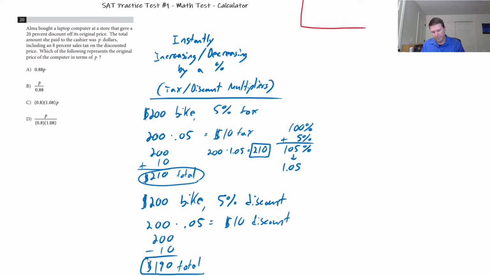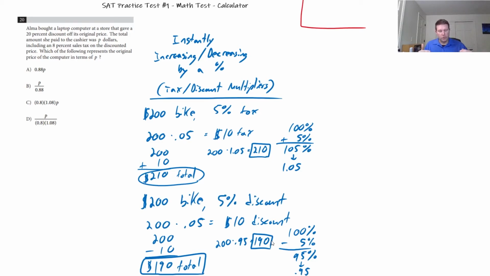But again, for problems like 20, you're going to need to know the shortcut, which is go over here at 100%. Because it's a discount this time, you're going to be paying less than 100% of the cost of the bike, right? So you subtract 5%, and you end up with 95%, which as a decimal is 0.95. So if you do 200 times 0.95, once again, it'll lead you directly to the final cost of 190 without you calculating the discount out separately first.